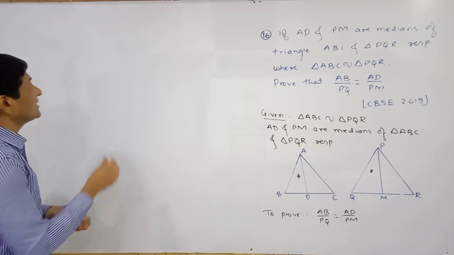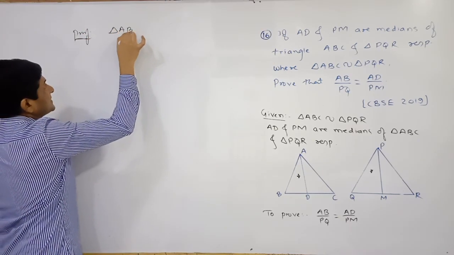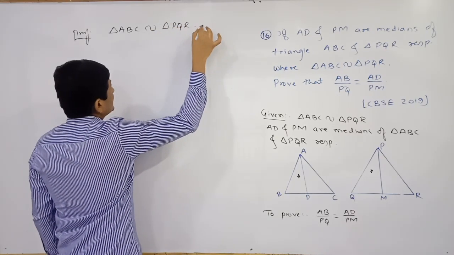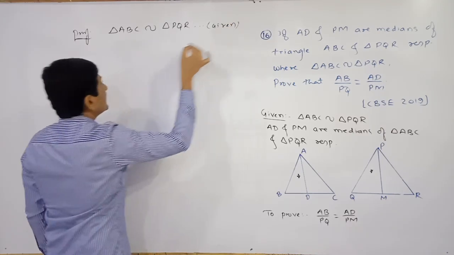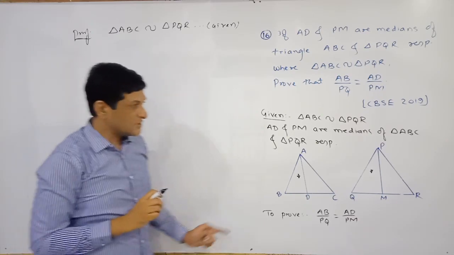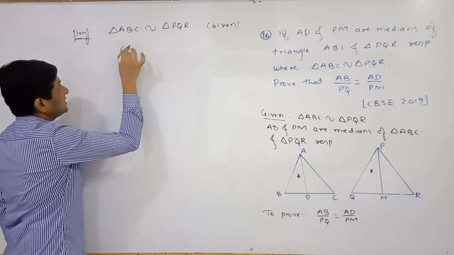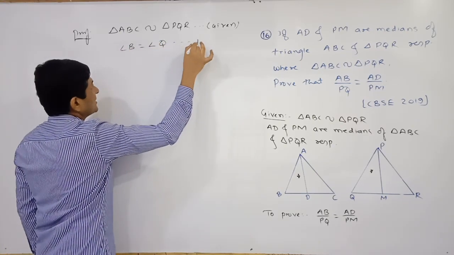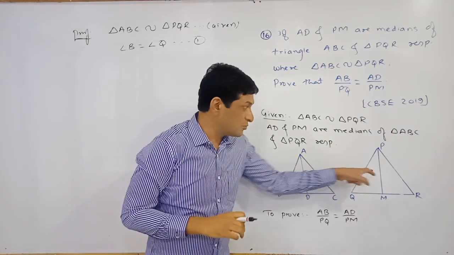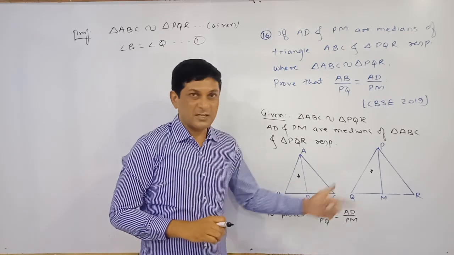So what is the given condition here? It is given to us that triangle ABC is similar to triangle PQR. So this is the given condition. Since these two triangles are similar, we can say that corresponding angles are equal. Means angle B will be equal to angle Q. So angle B is equal to angle Q. Let us denote it by equation number 1. In our required result, to show that these two triangles are similar, B and Q are the corresponding angles.